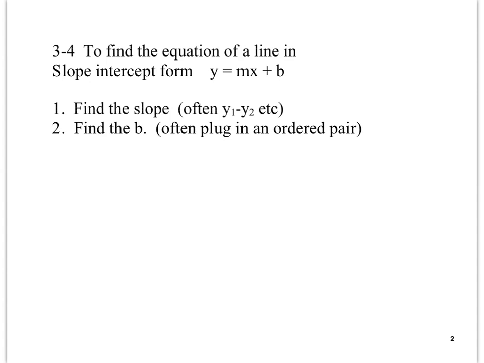Okay, to find the equation of a line in slope-intercept form given 2 points, first thing we're going to do is find the slope, and we do that by subtracting our y's and our x's like we've done in class, which we did in finding slope. And then we're going to take one of our points and plug it into the equation and solve for the b.